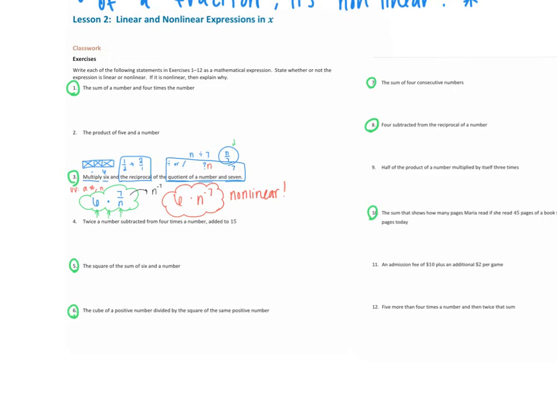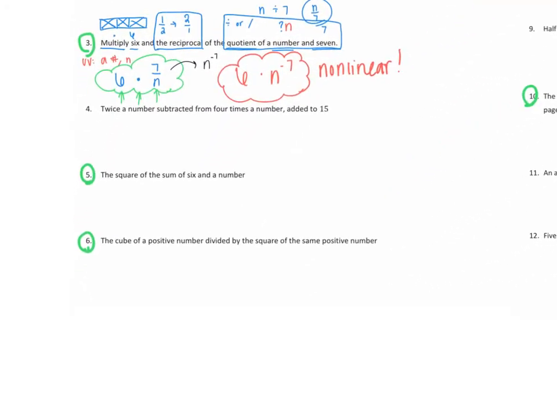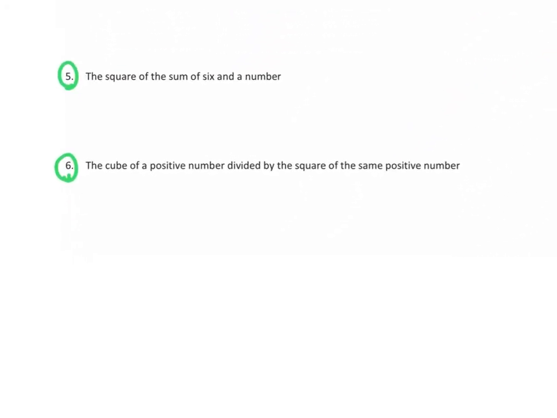All right. The next one I'm going to do is number 6. Got my close reading boxes ready. I'm going to turn this into an expression and then figure out, is this linear or non-linear? It says the cube of a positive number divided by the square of the same positive number. Read the first time. Now I'm going to annotate. The cube. This means something's being raised to the 3rd power, so what are we cubing? We're cubing this positive number. It doesn't tell me what the positive number is.